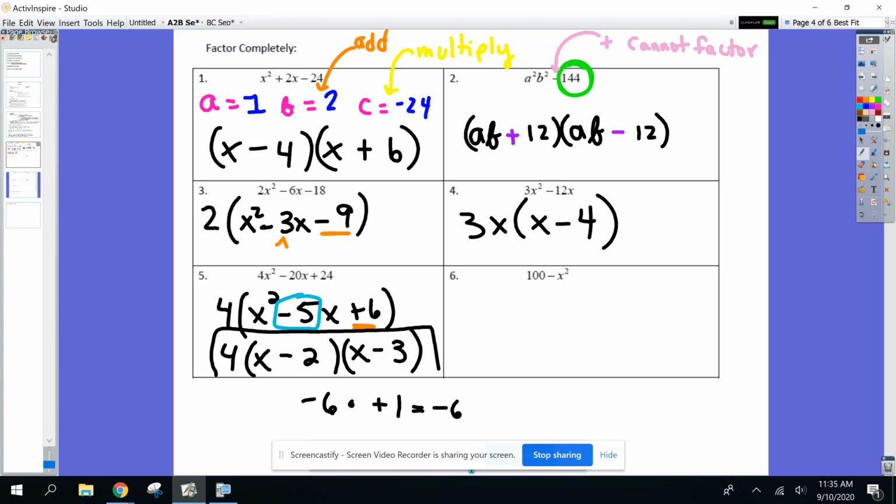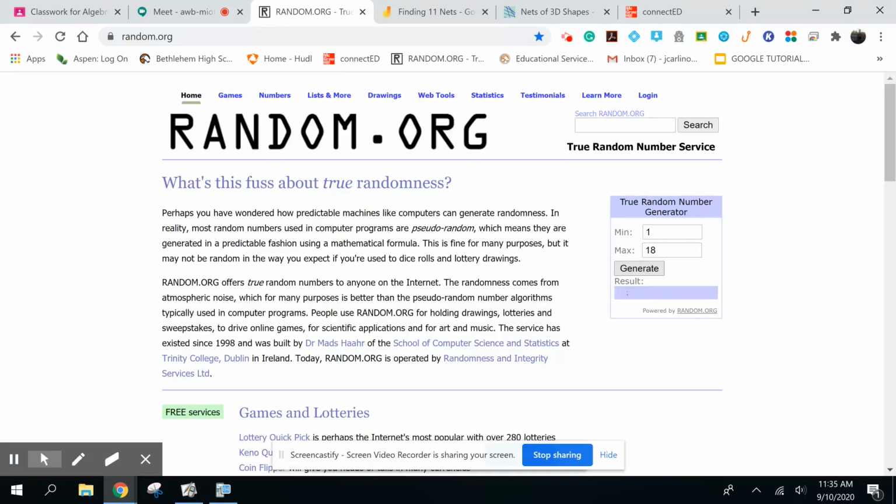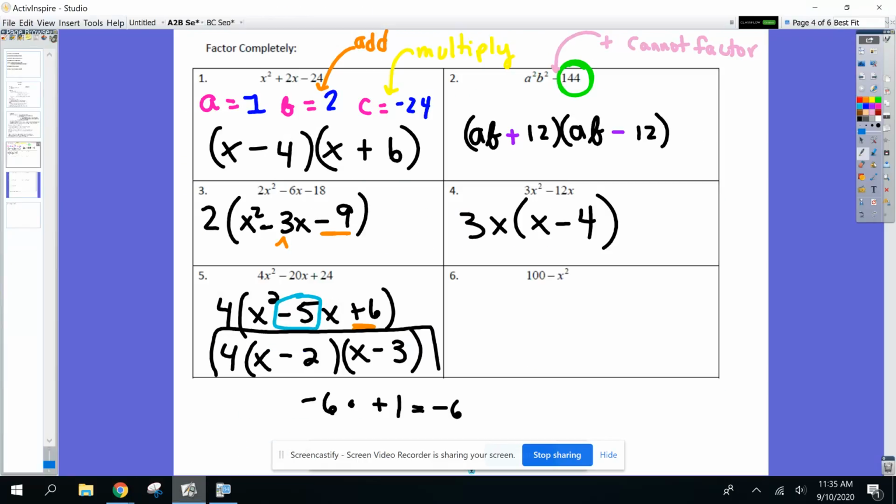How about 6? First thing, before we get to 6, I'm going to ask somebody, what don't you like about 6? What makes 6 uncomfortable for you? And I'm not looking for anything complicated. What don't you like about 6? Catherine, what is something you don't like about 6?